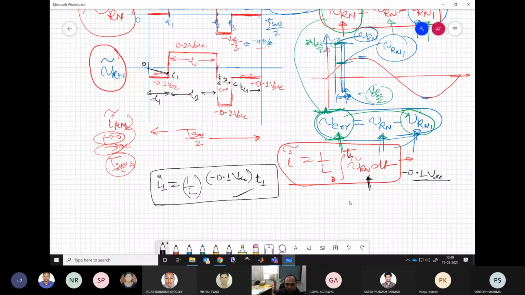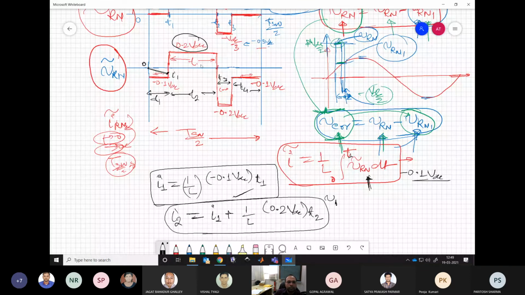Now the next interval, what error we have, that is positive error, plus 0.2 VDC, which means our current for the next interval is going to be whatever is I1, that will be the starting point, plus 1 by L times 0.2 VDC times T2. Is this correct? So it is going to reach some high value, let's say here. This is your I2 value.